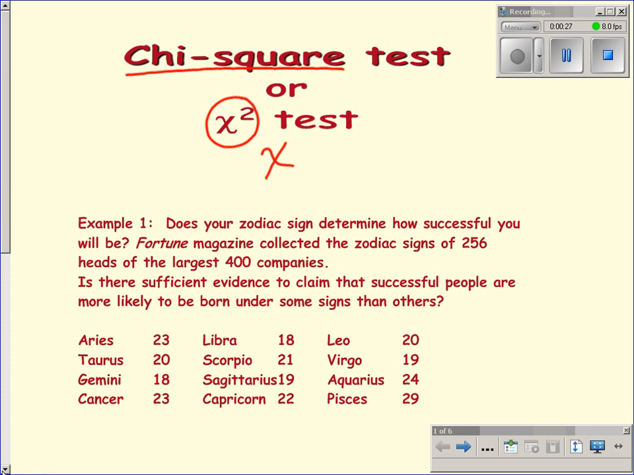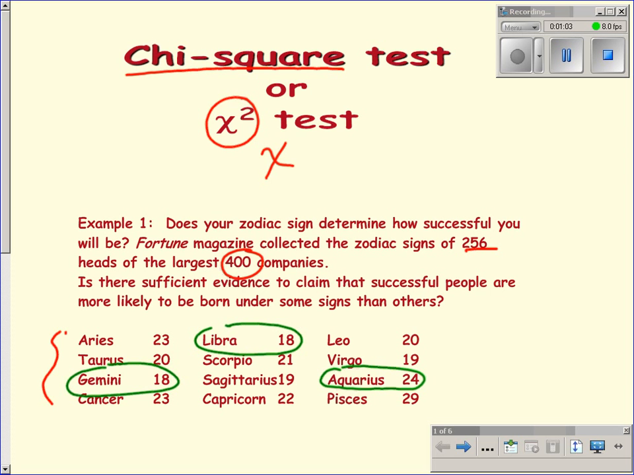And this one's on page 2 or 3 of your notes, so you might have to find it there. But it talks about zodiac signs. And do zodiac signs determine how successful you will be? Fortune magazine looked at zodiac signs of 256 heads of 400 different companies. We have a nice assortment down here of the 12 signs of the zodiac. And certainly it looks like the plurality were born under Aquarius, which is the same as me. And we see that the least number was with Libra and Gemini, which have 18.